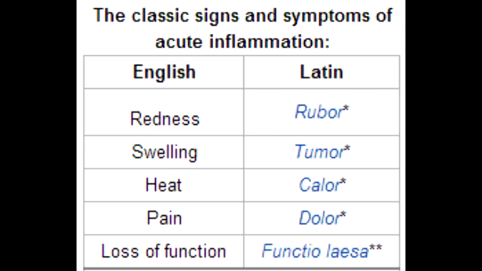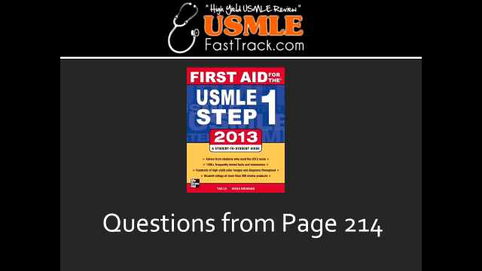What are the vascular components of inflammation? In inflammation, there is increase in vascular permeability, there is vasodilation, and endothelial injury. And the reason vascular permeability and vasodilation occurs in inflammation is to allow the inflammatory cells to get to the site of inflammation. What is the cellular component of inflammation?